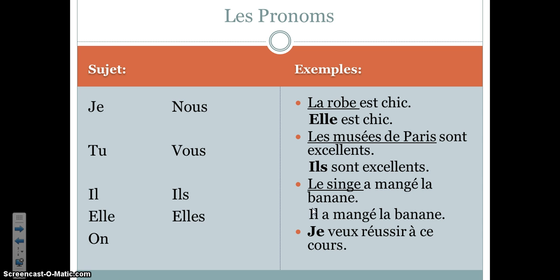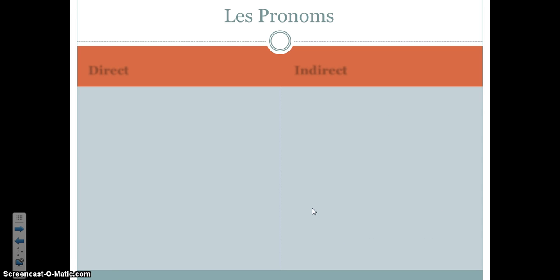It's because I am doing the action. So this is the same thing here. Notice that we use je veux because I am doing the action versus me or moi because we're not receiving the action here. So let's get into our direct and indirect object pronouns then.